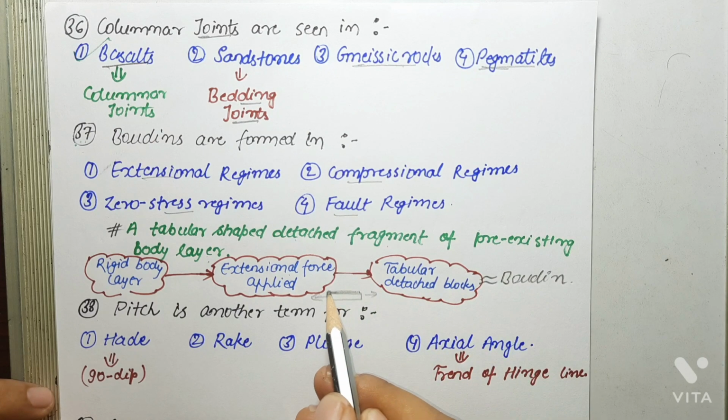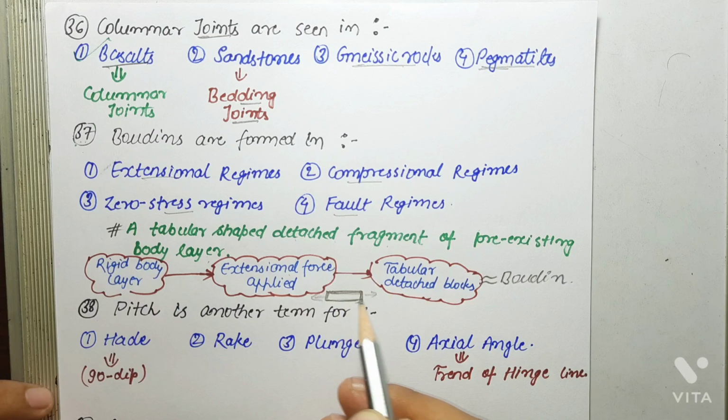Now these detached blocks are known as Boudins. So basically in formation of Boudins, which force is applied? Tensional force, or you can say extension is applied. So Boudins are formed in extensional regime. So the correct answer is extensional regime.